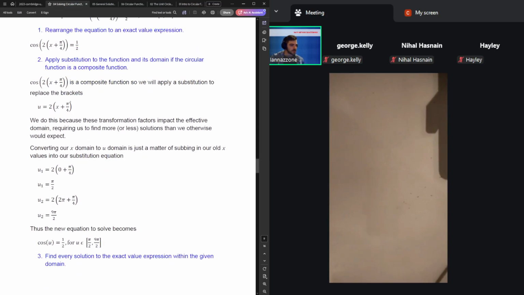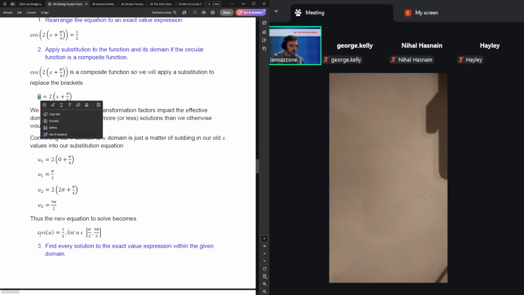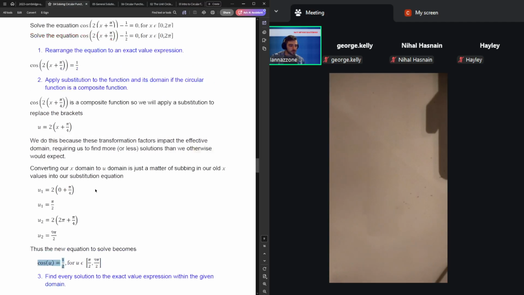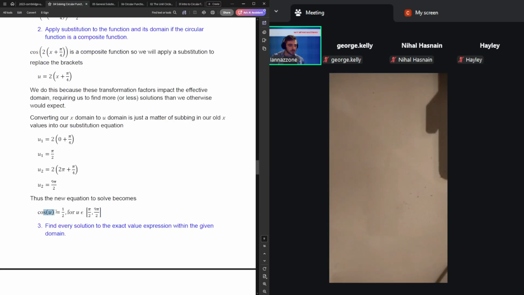Now what that means is if we're replacing everything in the brackets with just the letter u, well, that's exactly what we do. Now it's just cos u equals a half. The other part of that, unfortunately, is that because the domain is in terms of x, and we're now using u, we now have to get the domain that we're using in terms of u as well.